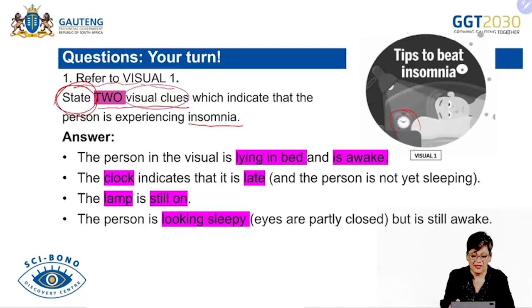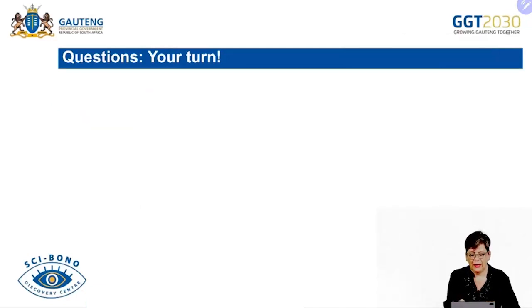He obviously can't sleep. Now, remember, you are required to write 2. There are 4 possible answers, but only the first 2 of your answers will be marked. So make sure you write your 2 best answers first. Can you see, first of all, full sentences? Tell me what you see. Right. Let's go to the next question.